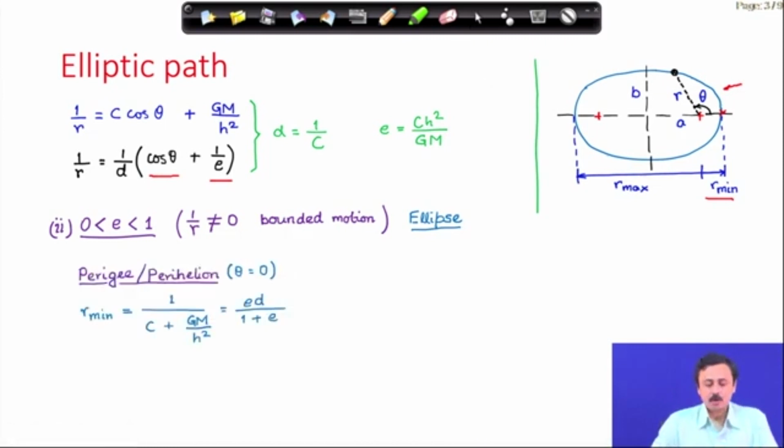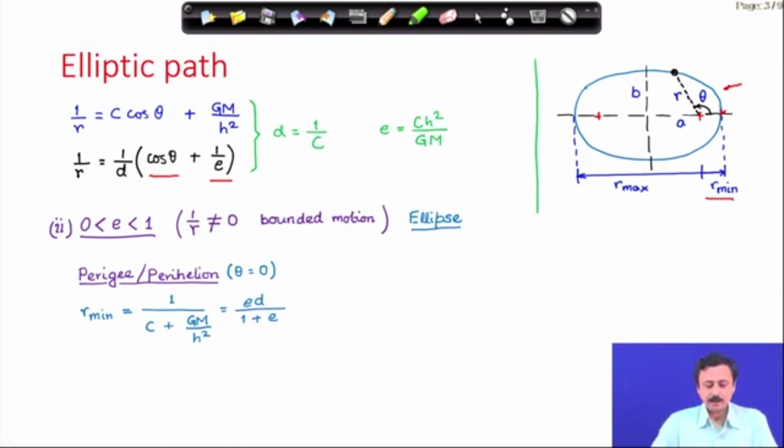Now, we define certain points. The perigee is the closest point of a particle which is moving around the earth in an elliptic path. Perigee is the shortest distance. Perihelion is the shortest distance for a particle which is moving around the sun. So, the shortest distance has this name perigee or perihelion, and therefore, it occurs at theta equal to 0. That is how we have defined it.